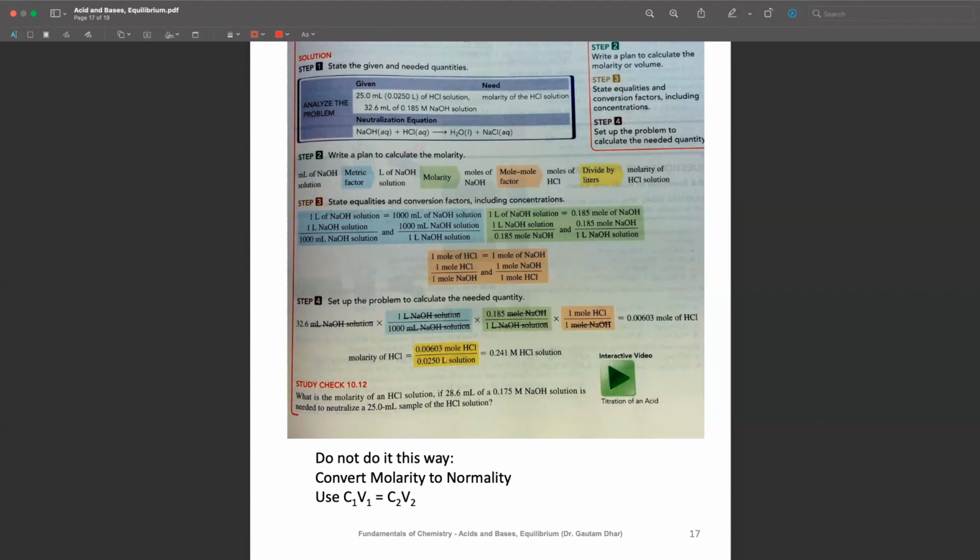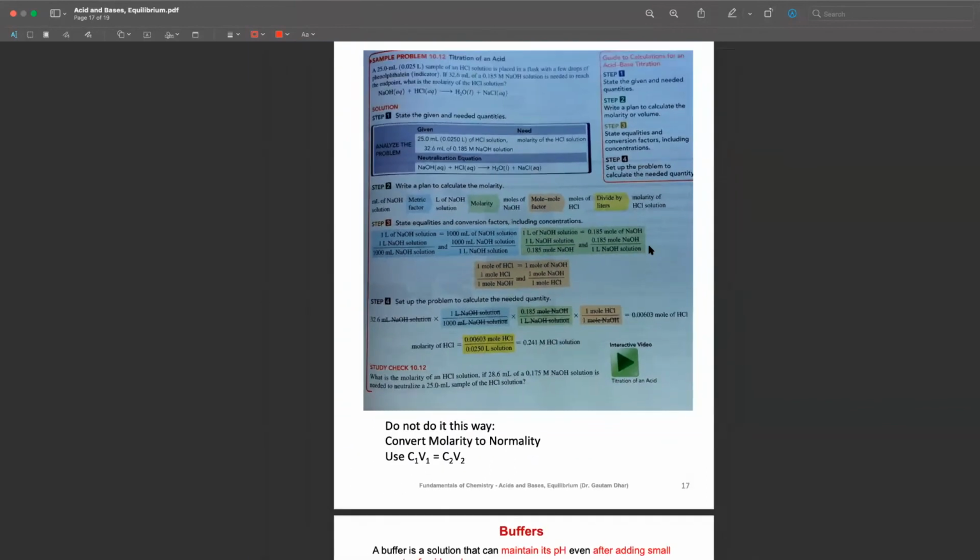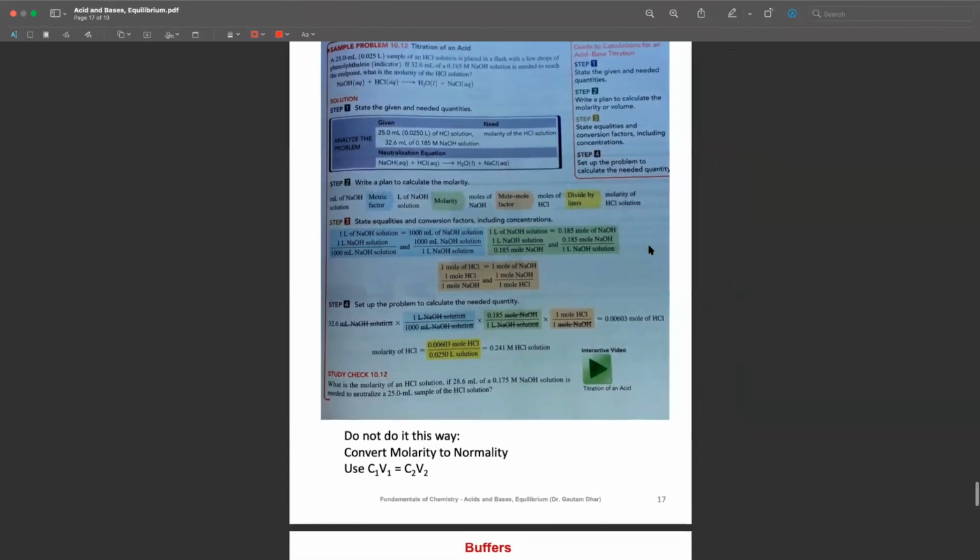I don't have enough paper. Okay, let me turn my microphone on. And you can see the steps basically written on the side. These are the steps 1, 2, 3, 4 that you need to follow.